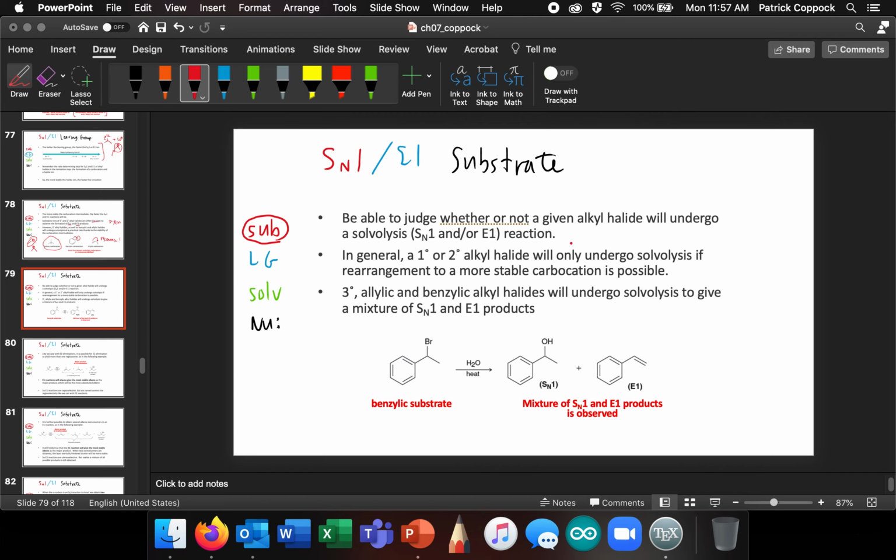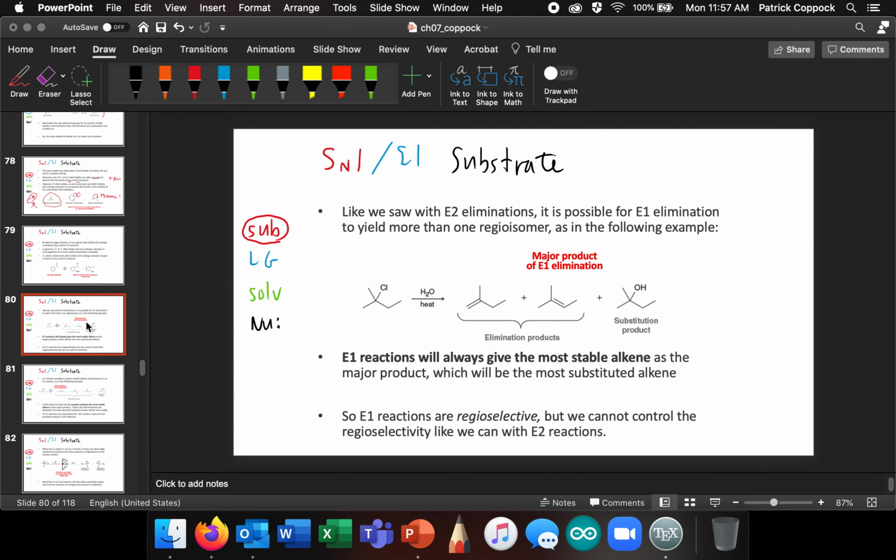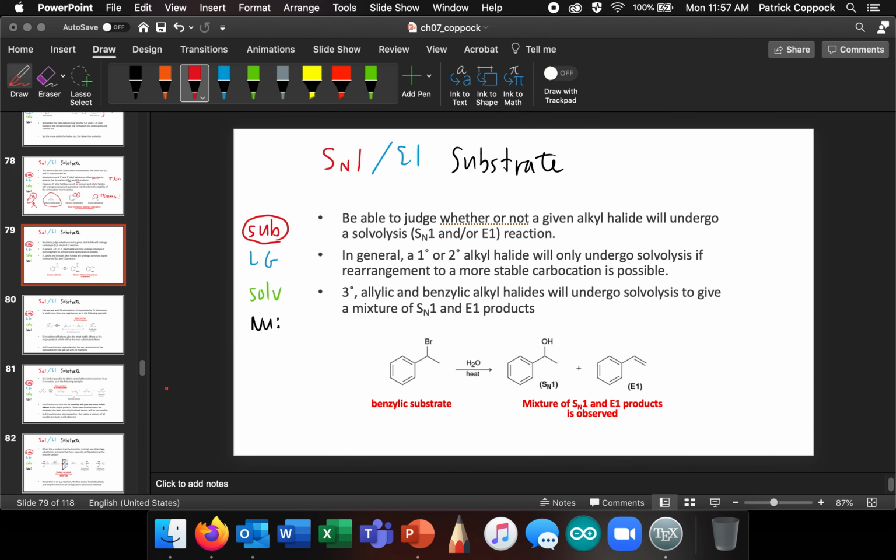and tertiaries will. Okay, tertiary, allylic and benzylic alkyl halides will undergo solvolysis to give a mixture of SN1 and E1 products.